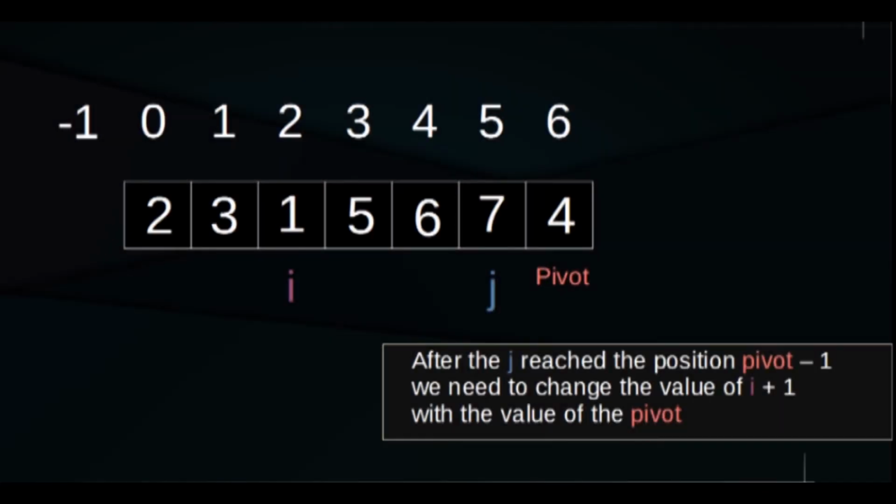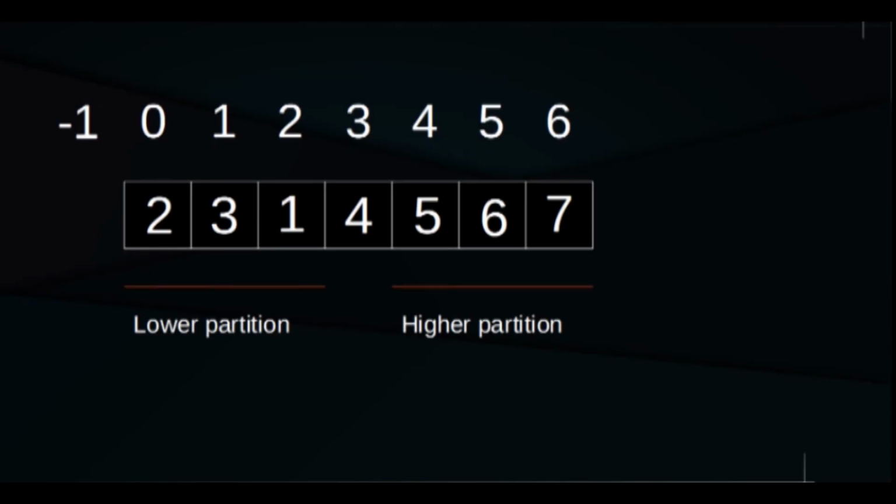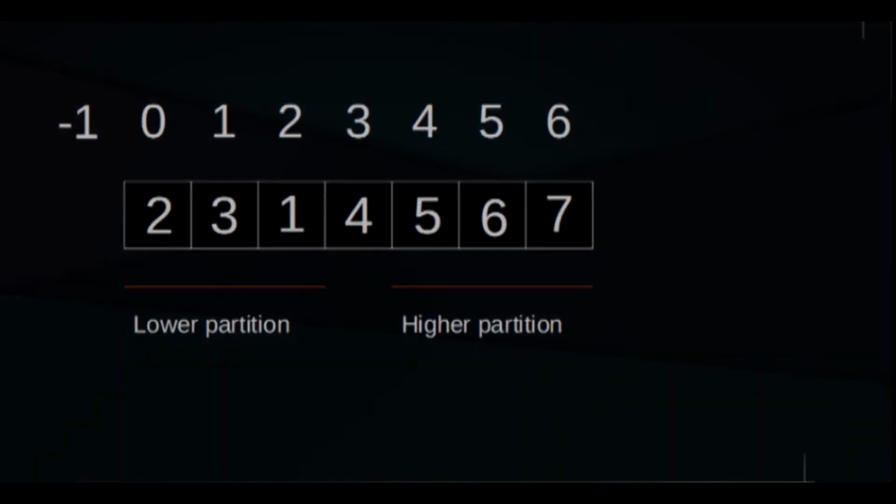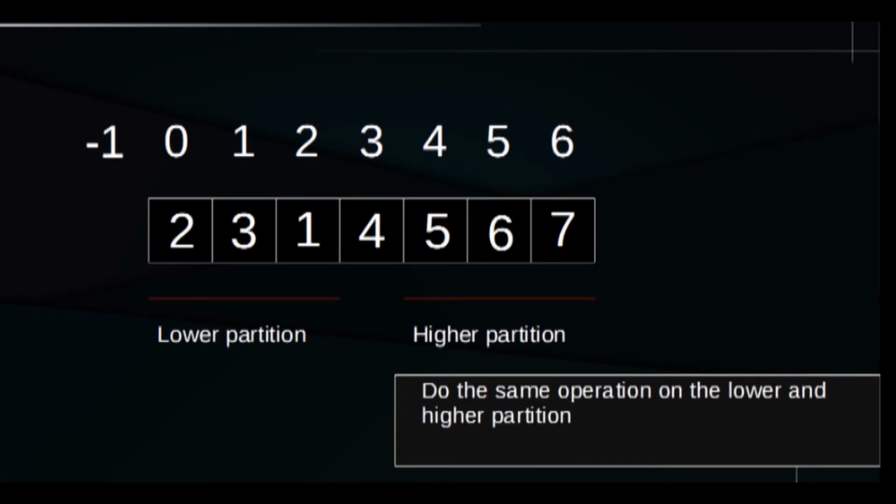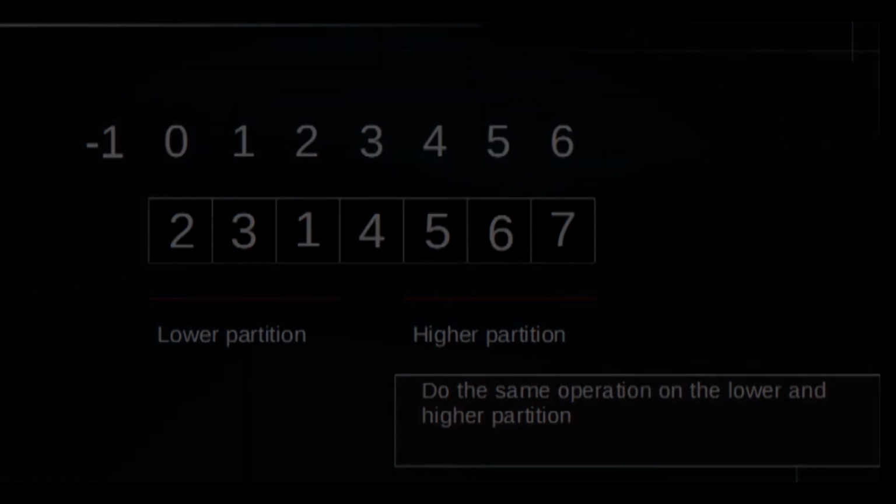And now, after the j pointer reached the position of pivot -1, we need to swap the value at I plus 1 with the value of pivot. After this operation, we would have successfully divided the array into 2 smaller subdivisions, which are the lower partition and the higher partition. Now, we can do the same operation to both the lower partition and the higher partition.